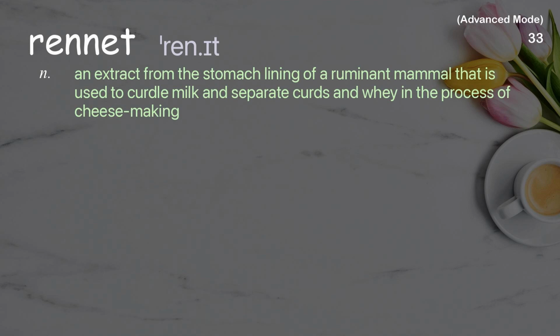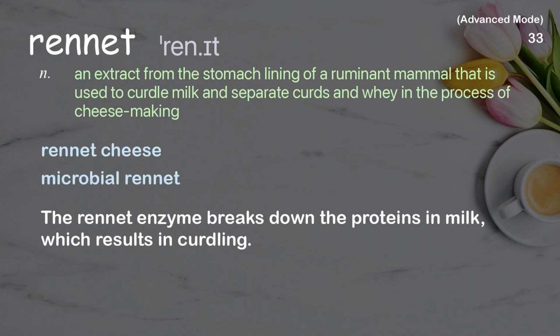Rennet. An extract from the stomach lining of a ruminant mammal that is used to curdle milk and separate curds and whey in the process of cheesemaking. Examples: Rennet cheese. Microbial rennet. The rennet enzyme breaks down the proteins in milk, which results in curdling.